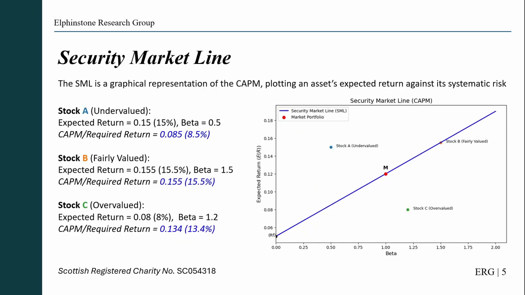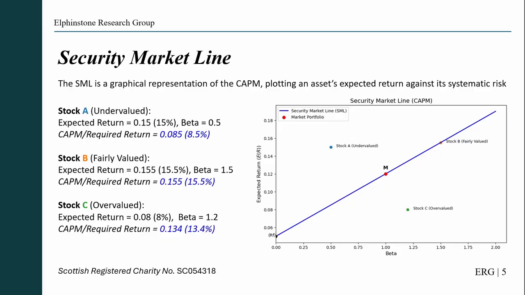Let's now look at the security market line, which is a graphical representation of the CAPM. This plots an asset's expected return on the vertical axis against its systematic risk on the horizontal axis. As this is a linear graph, we can see that a higher beta corresponds to higher expected returns.